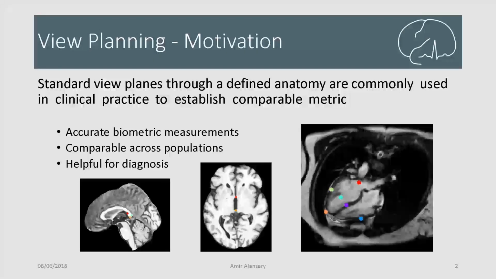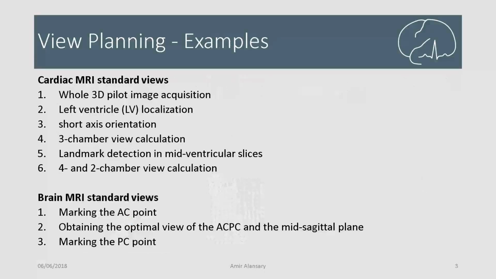So in clinical practice, to establish comparable metrics between different patients, to help the diagnosis process, and to compare between populations, the clinicians need standard views in order to extract these metrics. This is, for example, in brain MRI, the mid-sagittal or axial view, or the four-chamber view in cardiac imaging. This process can include several steps.